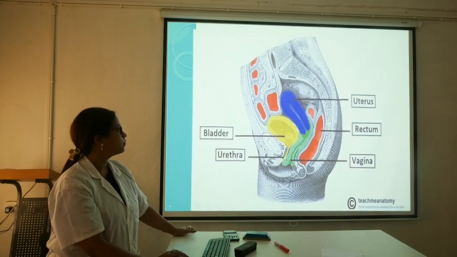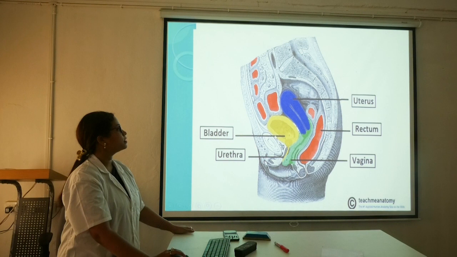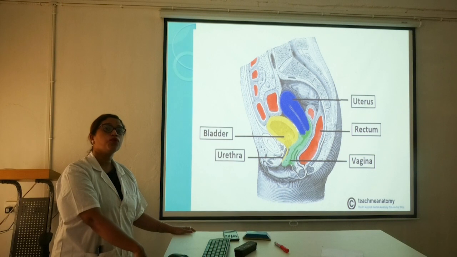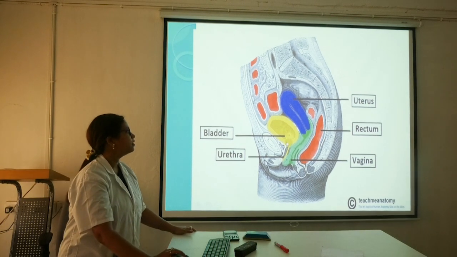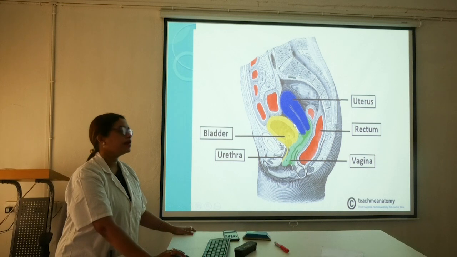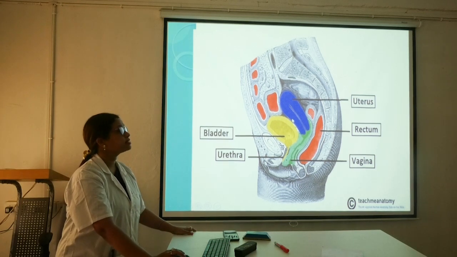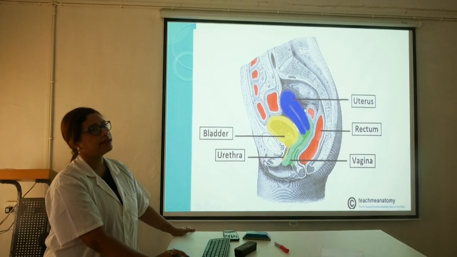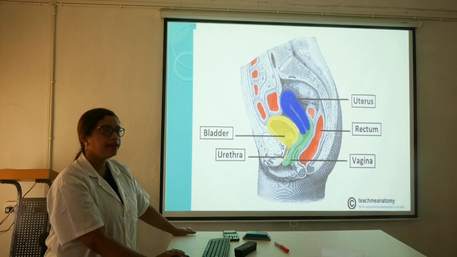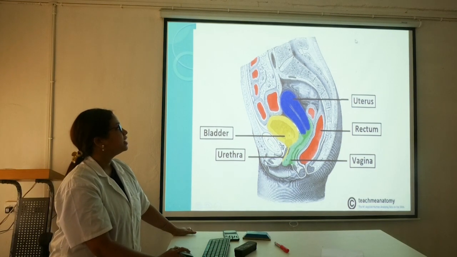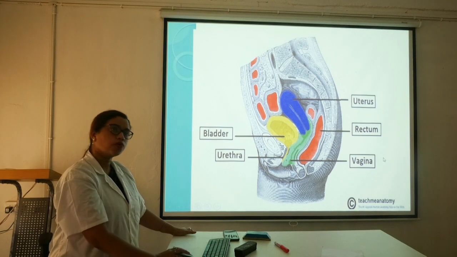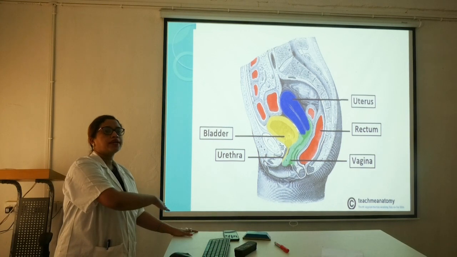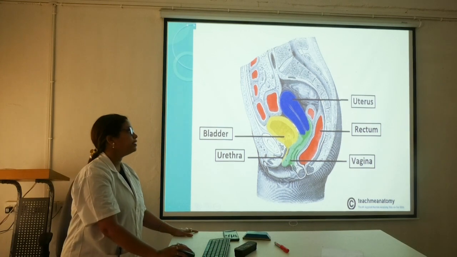The bone anteriorly, what is this? Symphysis pubis or pubis symphysis. Okay, behind that, what is this? Urinary bladder. Okay, this is the urethra. What is this? This is the uterus. See the position of the uterus. It is anteverted, anteflexed. Remember this one. Anteverted means it is making somewhat of an angle forward. Okay, and anteflexed means it is not completely flexed. Somewhat it is flexed. Okay, so anteverted, anteflexed.